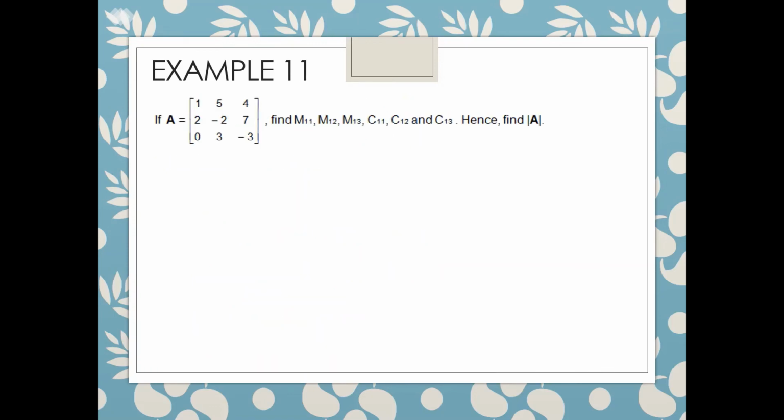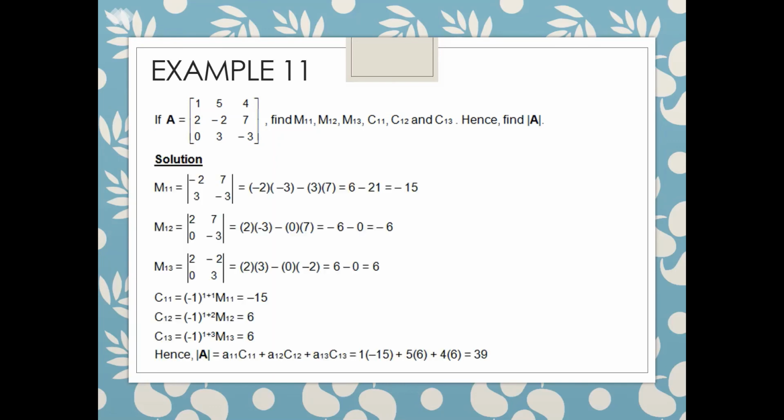Proceed with example 11. Given a square matrix of order 3, find minor 1, 1, minor 1, 2, minor 1, 3, cofactor 1, 1, cofactor 1, 2, and cofactor 1, 3. Hence, find the determinant of the given matrix. M11 is obtained by deleting the first row and the first column. M12 is obtained by deleting the first row and the second column. M13 is obtained by deleting the first row and the third column. Minor is calculated by cross-multiplying the elements and subtracting.